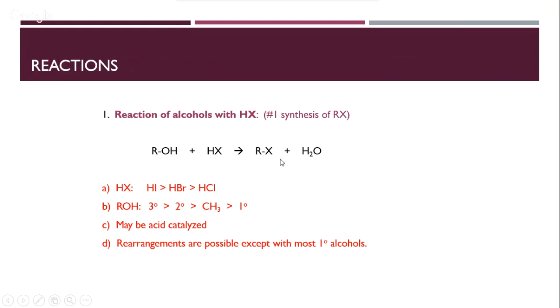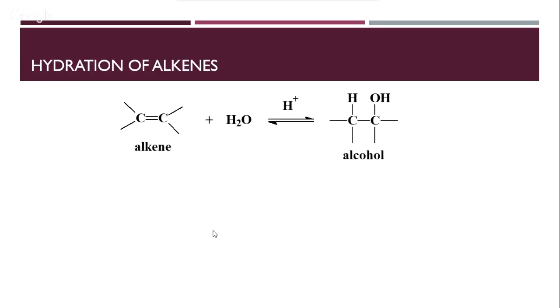So HX reacts with an alcohol. This is actually a reaction of alcohol. You will realize that alkyl halides can be formed. Now what is the reactivity of alkyl halides to form this? Of course HI is more reactive than HBr than HCl. This is because I minus is pretty stable. And in alcohols, it is 3 degree greater than 2 degree greater than CH3 greater than 1 degree. That's the way the reactivity can be arranged. This also sometimes needs an acid, which means dilute HCl, etc. Rearrangement is something that happens because of carbocation formation. We'll look at these details in a bit.